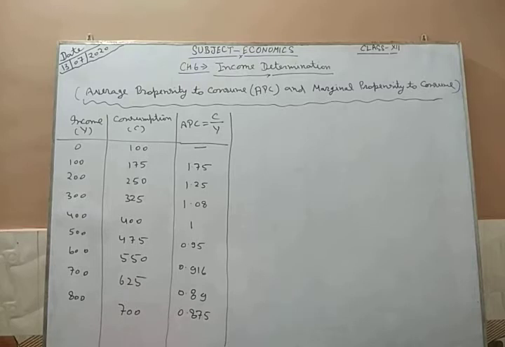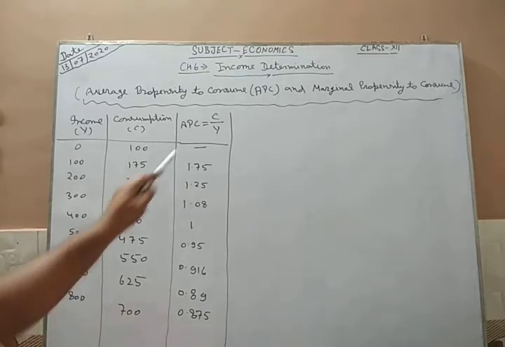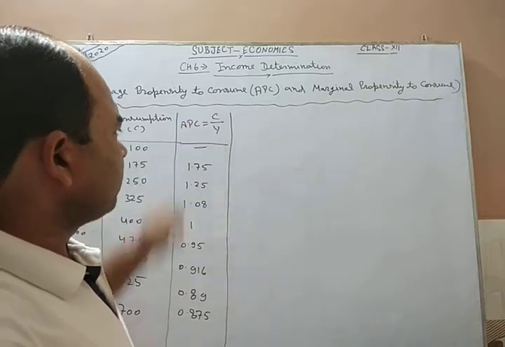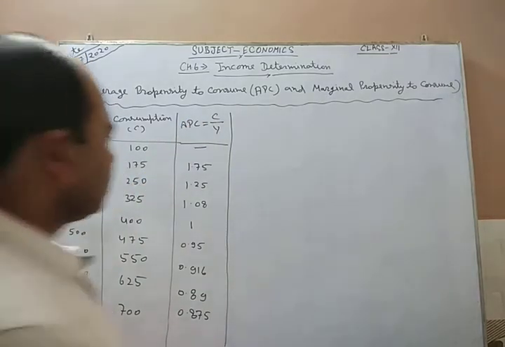So we can easily calculate average propensity to consume with the help of the income consumption schedule. APC is the ratio of consumption and income, and we calculate it as consumption divided by Y. I hope this is clear.